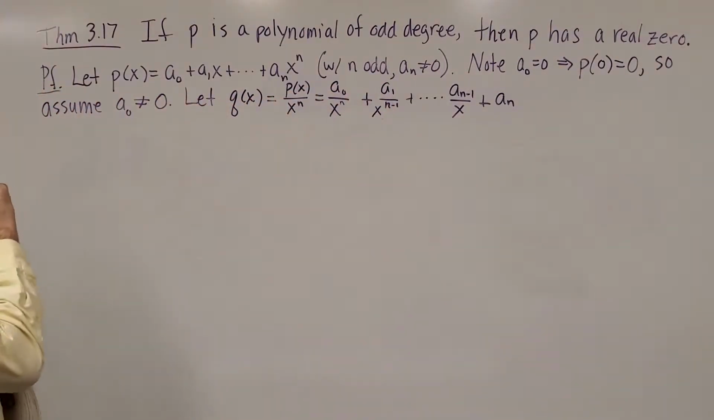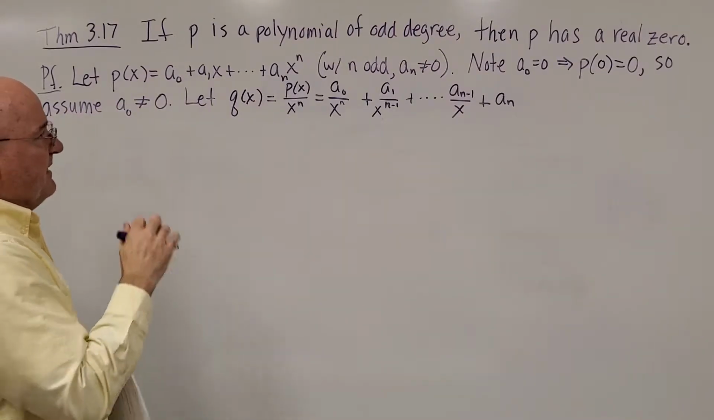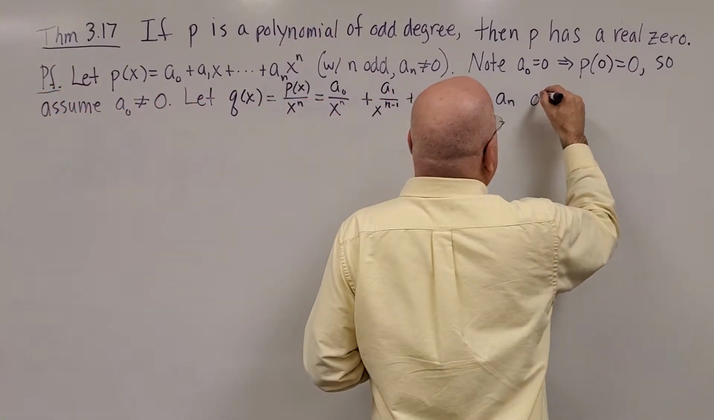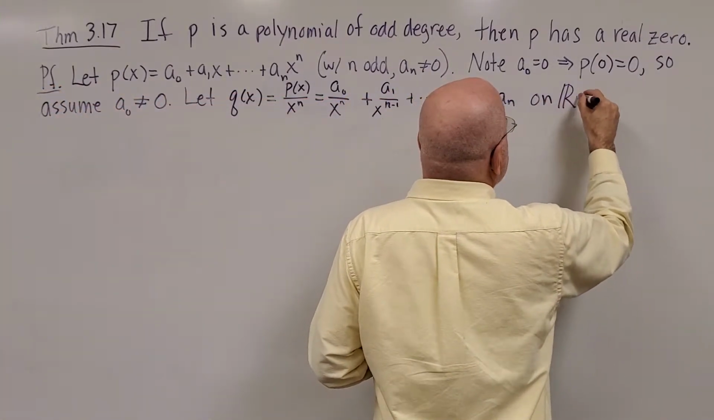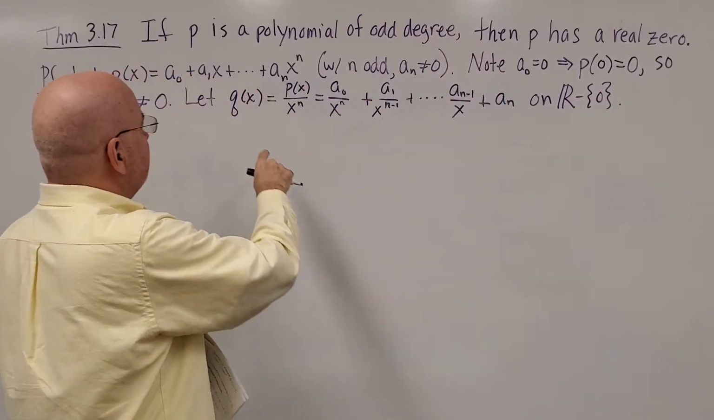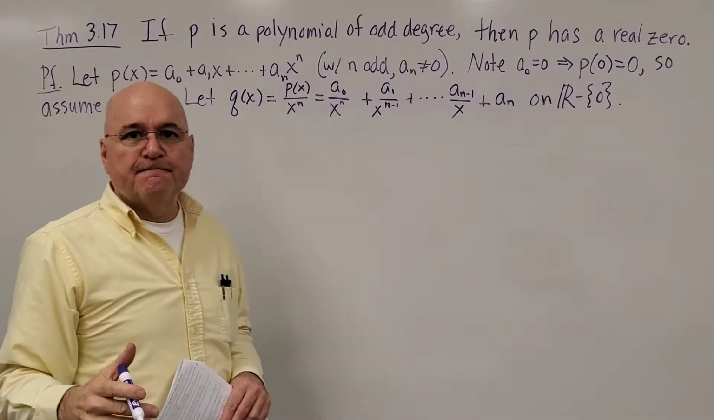Well, that's perfectly legal to do, except for the fact that I'm not allowed to divide by 0. So let's just make a note on the real numbers, not counting 0. 0 is not in the domain of q of x because we're dividing. x can't be 0.